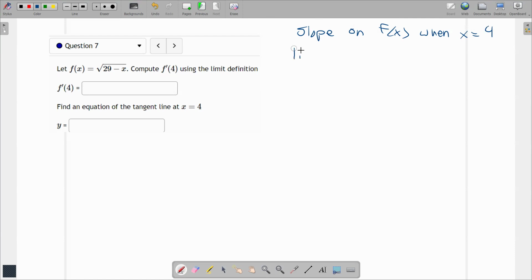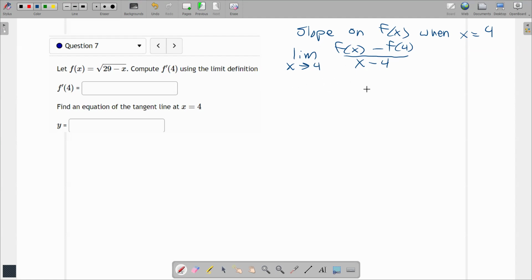And to do that, we're going to use this version, the limit as x approaches 4 of f of x minus f of 4 over x minus 4, sorry. I like this more often than I like the other one. So then I plug in my stuff here.